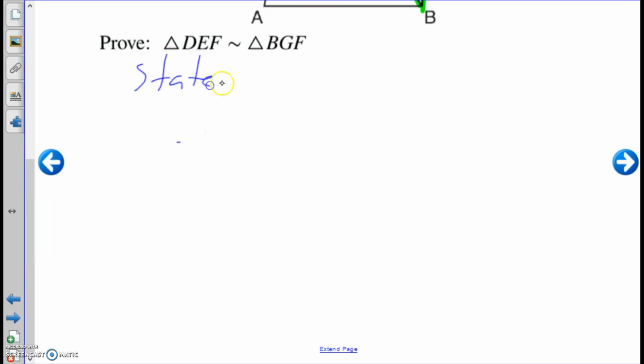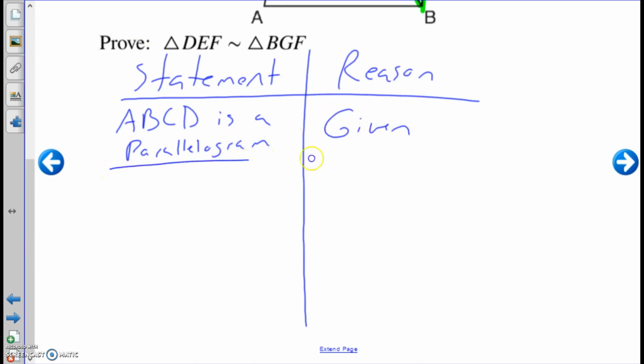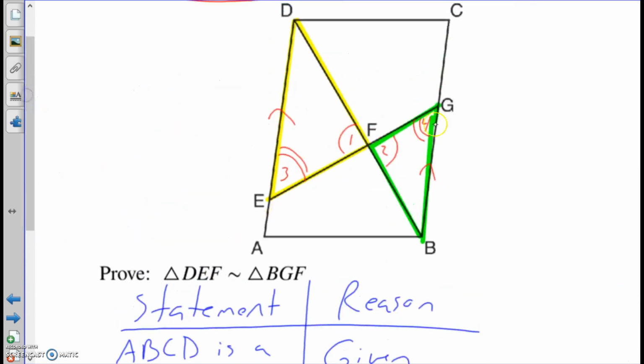Now for the statement and reason proof, let me do this down here and extend the page. So statement and reason. So the first thing I'm going to say is ABCD is a parallelogram, and that's given information. And I suppose because we're stating that, maybe I'll use that, and so I'll kind of reverse the order of these.